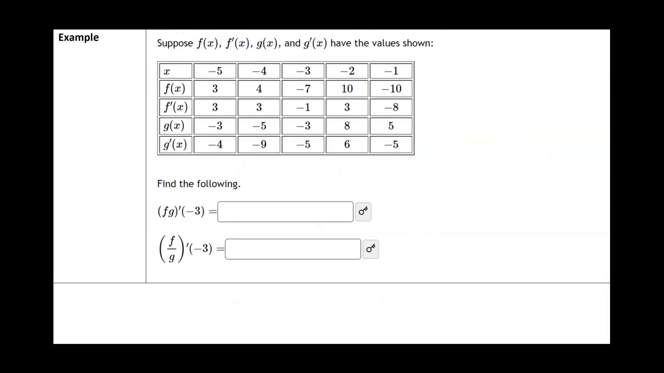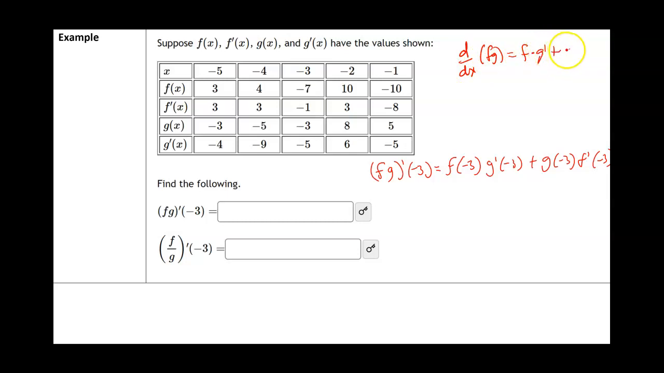All right, last we have (fg)' of negative 3. When you multiply 2 functions, we're going to apply the product rule. The product rule for (fg)' is going to be f of negative 3 times g prime of negative 3 plus g of negative 3 times f prime of negative 3. Remember, the derivative of fg is just equal to f times g prime plus g times f prime. But because we have it at negative 3, we have f of negative 3, g prime of negative 3, and so on and so forth.